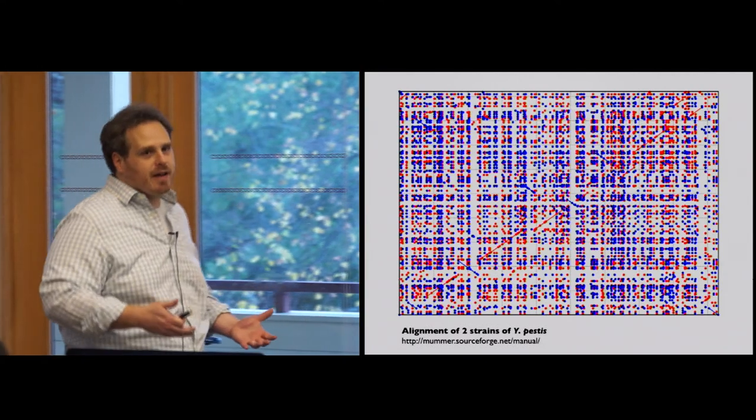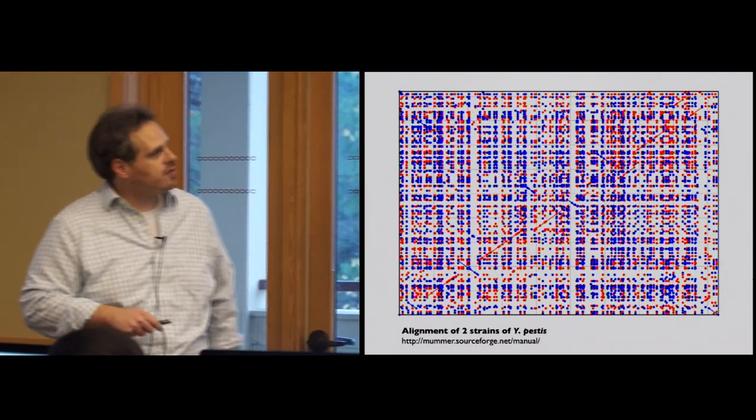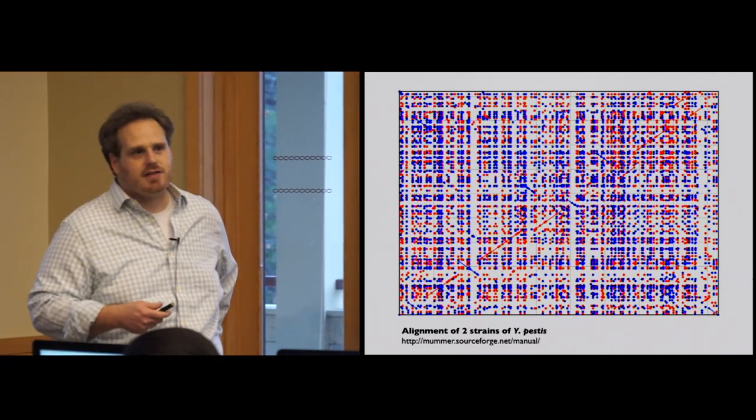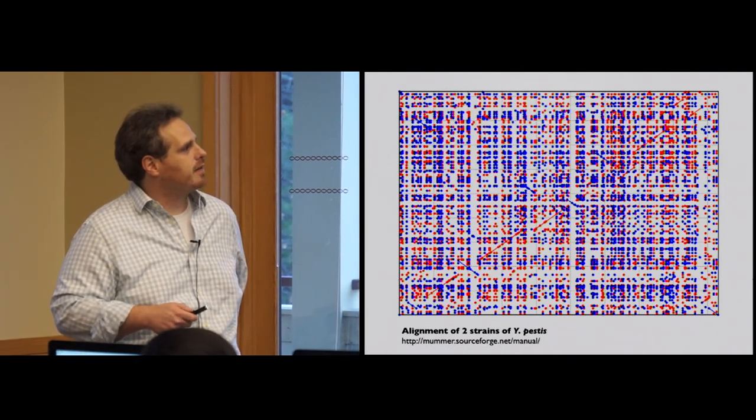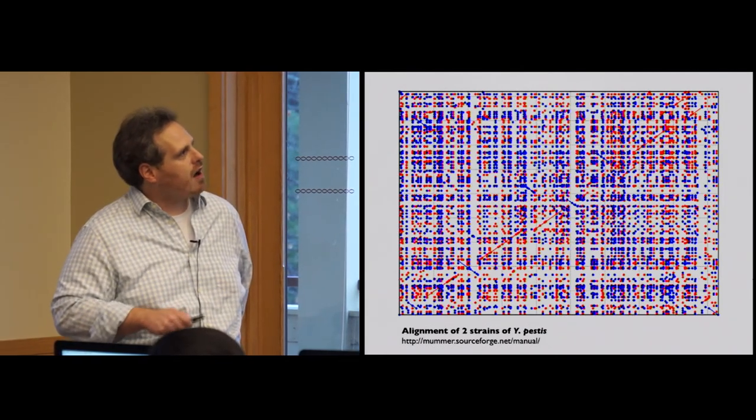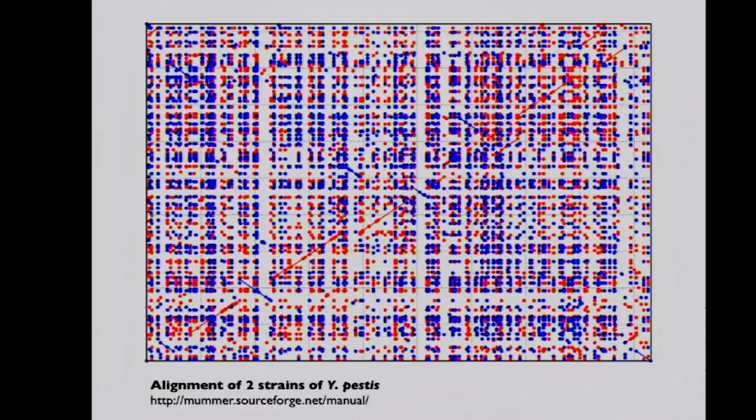Things get really complicated when you look at real genomes. So here's 2 strains of Yersinia pestis. This is the nasty bug that caused the plague back in the day. Again, you're going to get all these off-diagonal matches, where there are short repetitive elements present. If you squint at it, you'll notice that there's something going along here on the diagonal. It's just kind of hard to recognize.